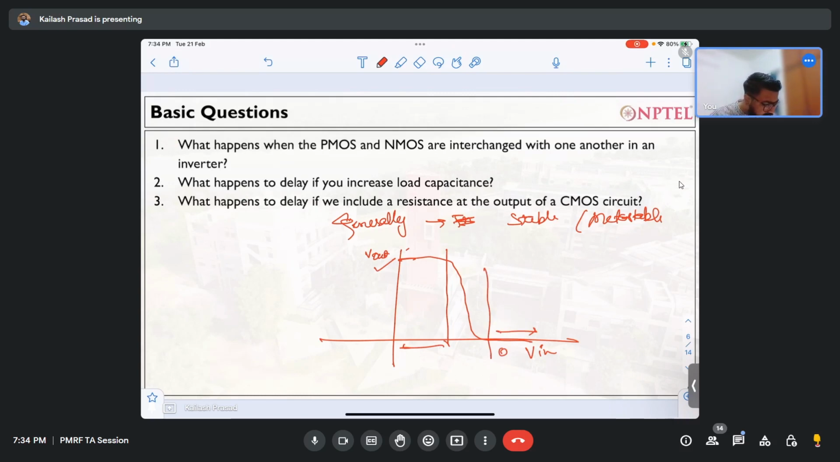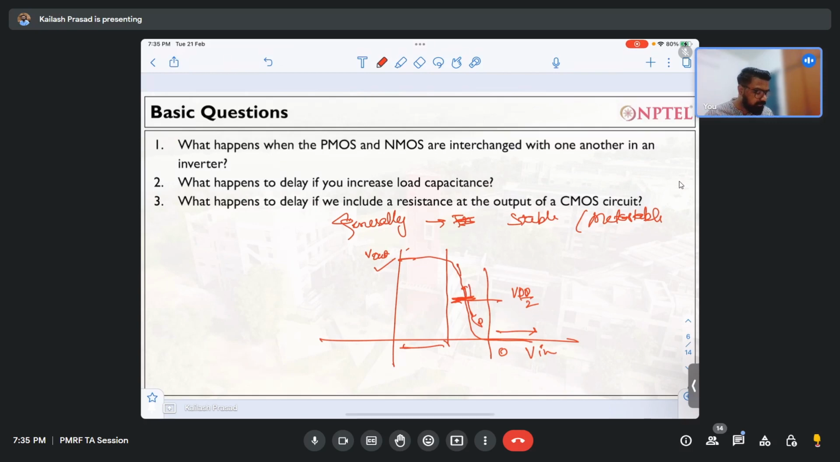If Vin is VDD by 2, the output is unknown. In a digital circuit, we have only two outputs, either VDD or zero. If your output is neither VDD nor zero, you don't know what the output is. If you are at this particular voltage and you move anywhere, either you will go to zero or go to VDD. You don't know. The noise will decide.